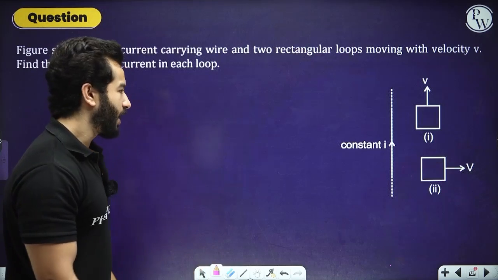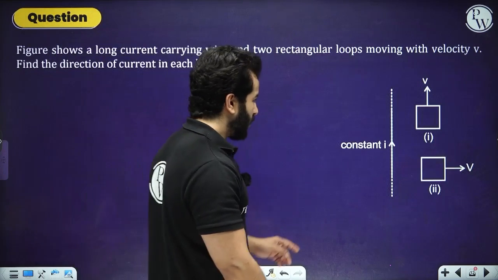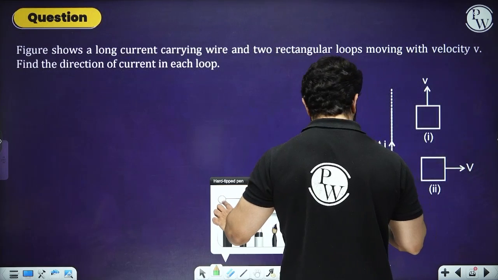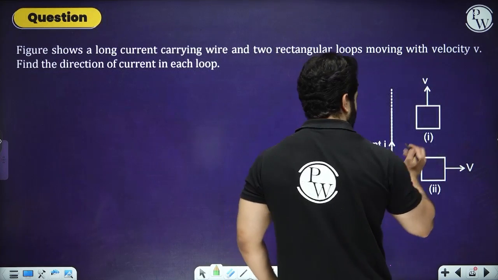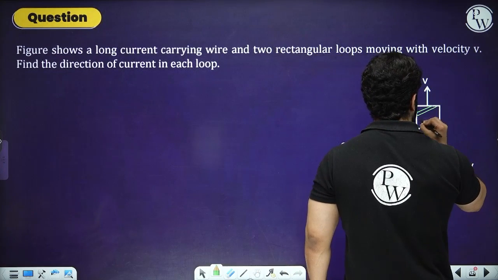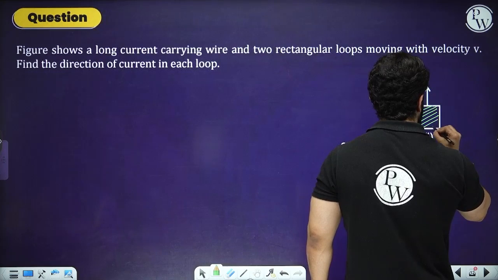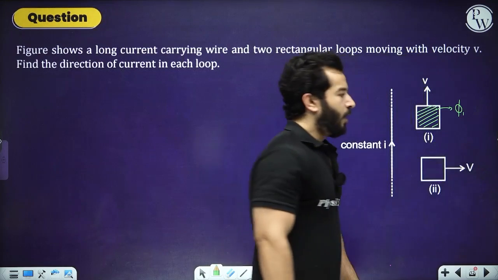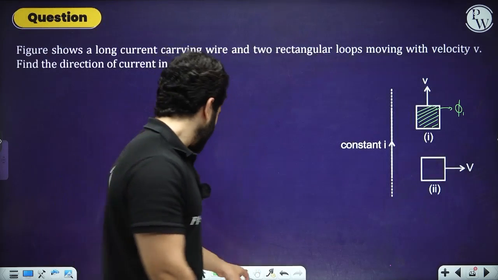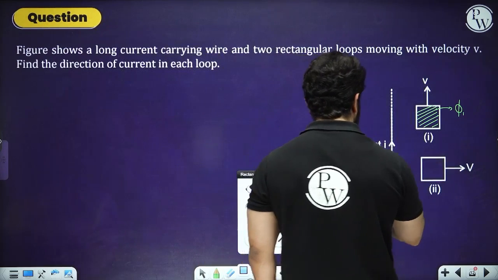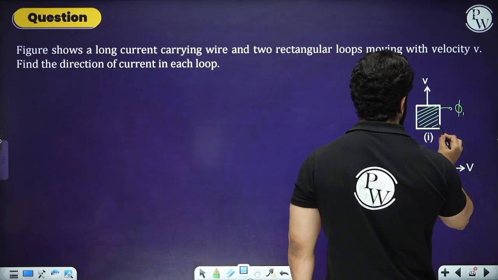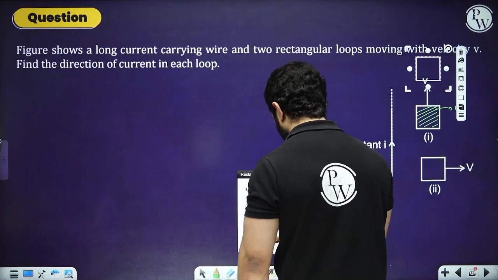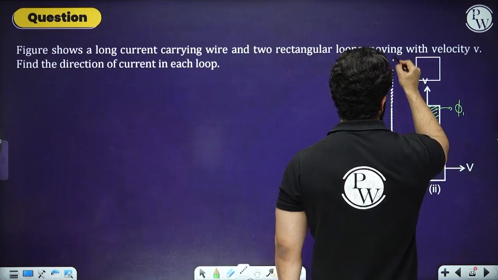Let's talk about loop 1 first. In loop 1, magnetic flux is something like this. This is the magnetic flux. And this, by the way, is actually moving something like this. After some time, it will be somewhere over here. And there is also a wire, an infinite wire.